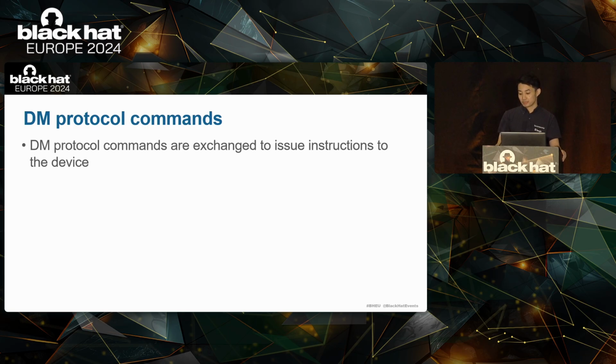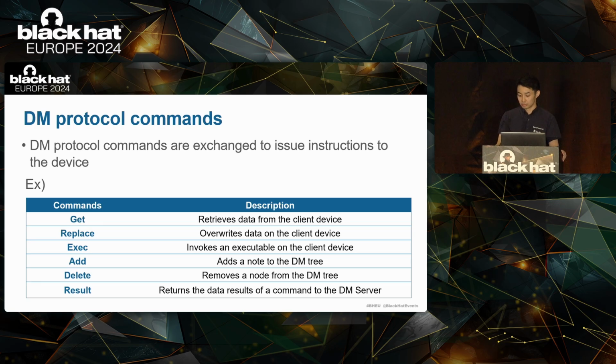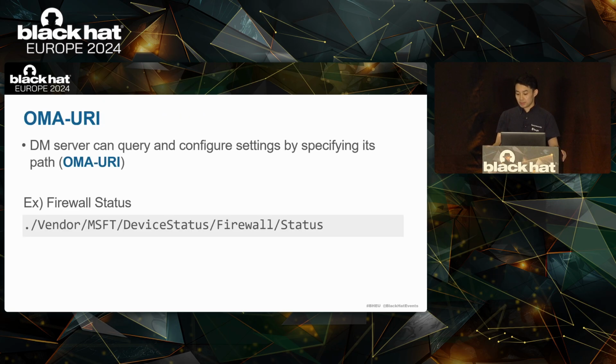And in the syncML payload, the DM protocol commands are defined to issue some orders to the device. And there are several commands defined in the protocol. For example, the get command is to query some data from the device, and the exec command can be used to run some executable in the device. And when ordering the command, the URI is also specified to indicate which settings need to be configured. And this URI is called OMA URI. So through this protocol, the device and Intune's management server communicate and exchange information. And this is basically how Intune manages a device.